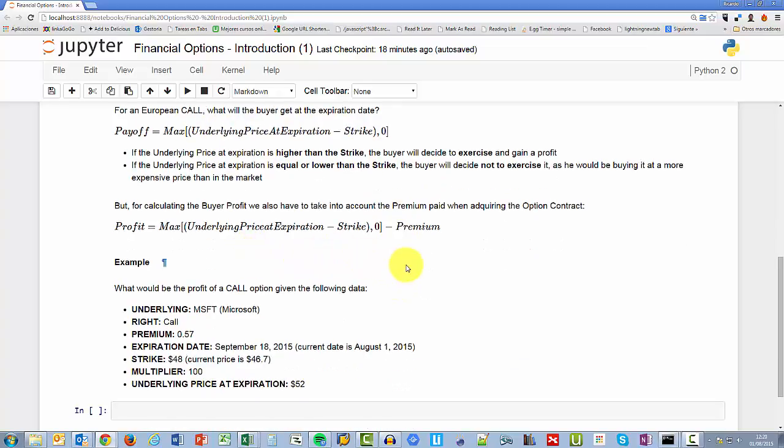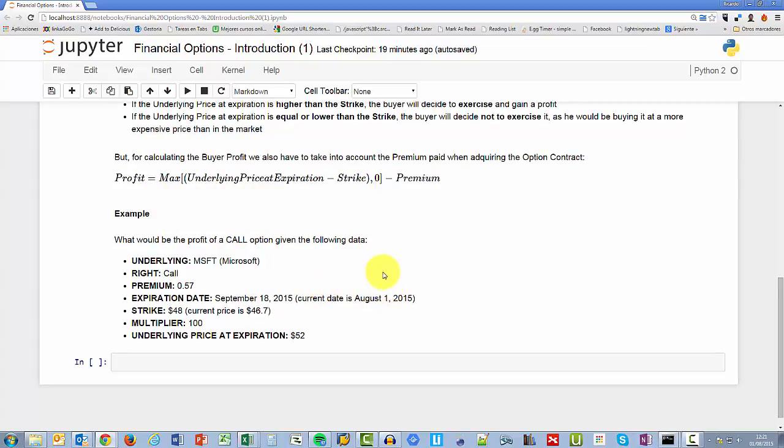But we also have to take into account the premium. The buyer has paid the premium when he bought the option, so we should remove this premium value to get the profit. We are not taking into account the commission, which is another cost we should consider, and it would lower the profit for the buyer. But normally commissions are not very high compared to the premium or to what we can get with this option.